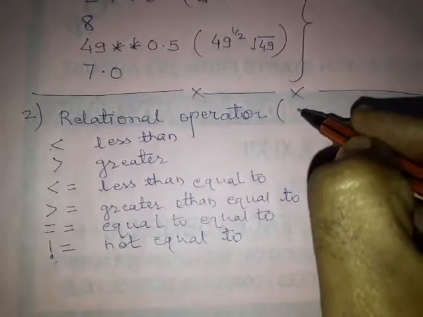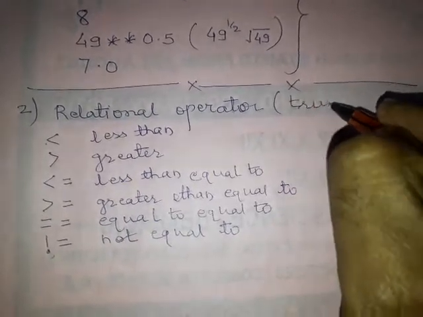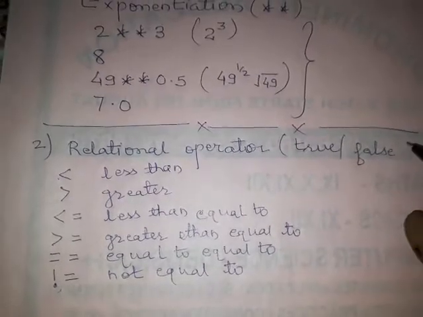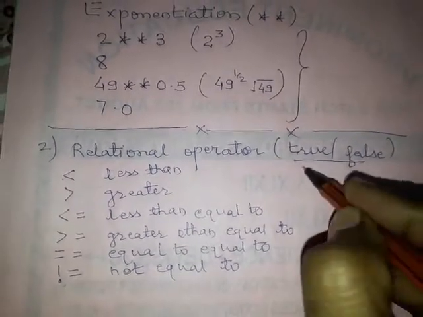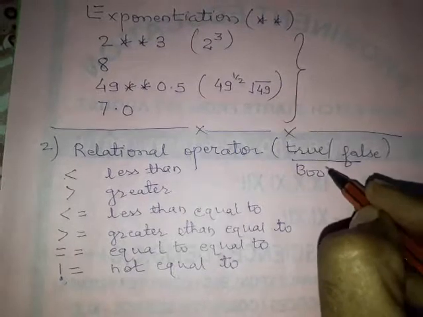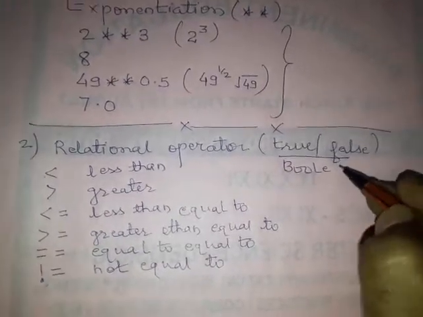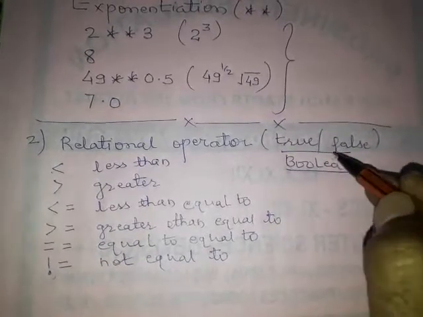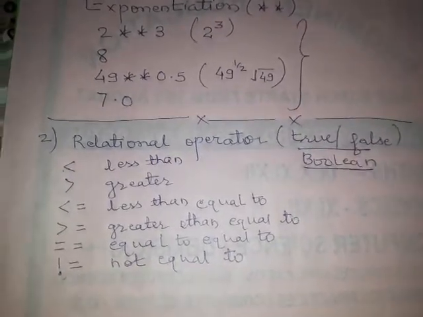The relational operator gives output in the form of true or false value. It means it will return Boolean value. We have already discussed Boolean types. It will give result in the form of true and false value.